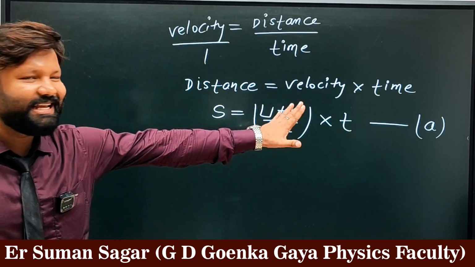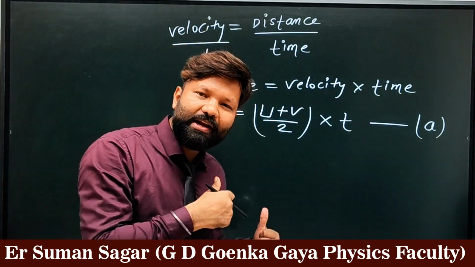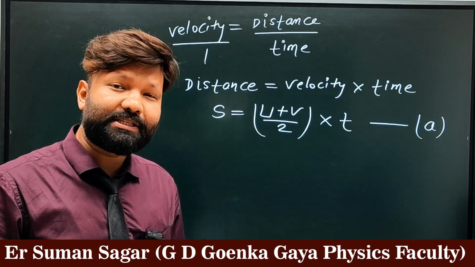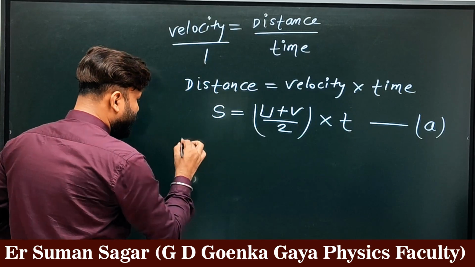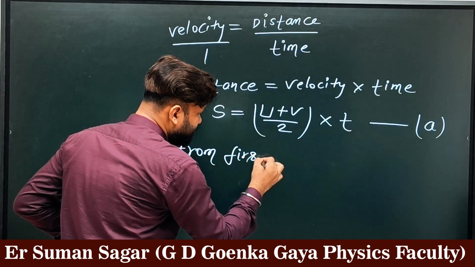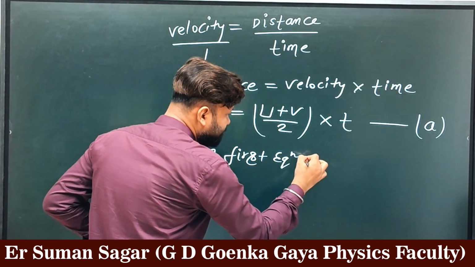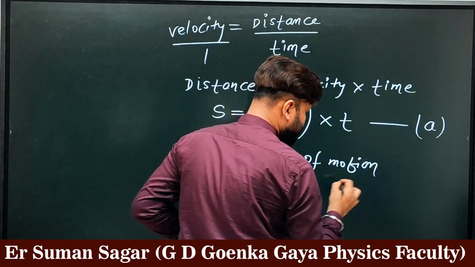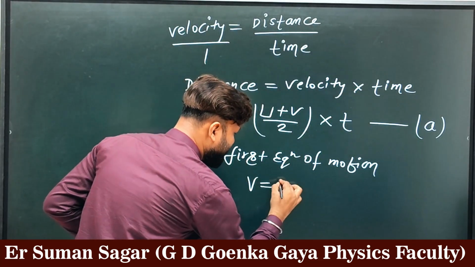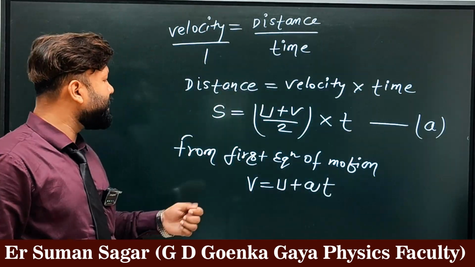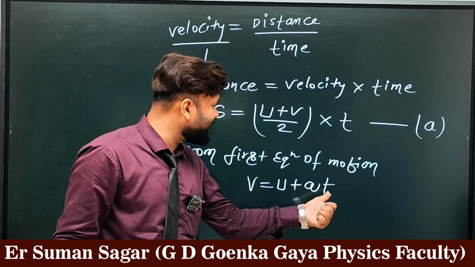This equation is a. Now we have already learned in this class that v is equal to u plus at from first equation of motion. So from first equation of motion, we know that v is equal to u plus at. Now you are able to find v is equal to u plus at.